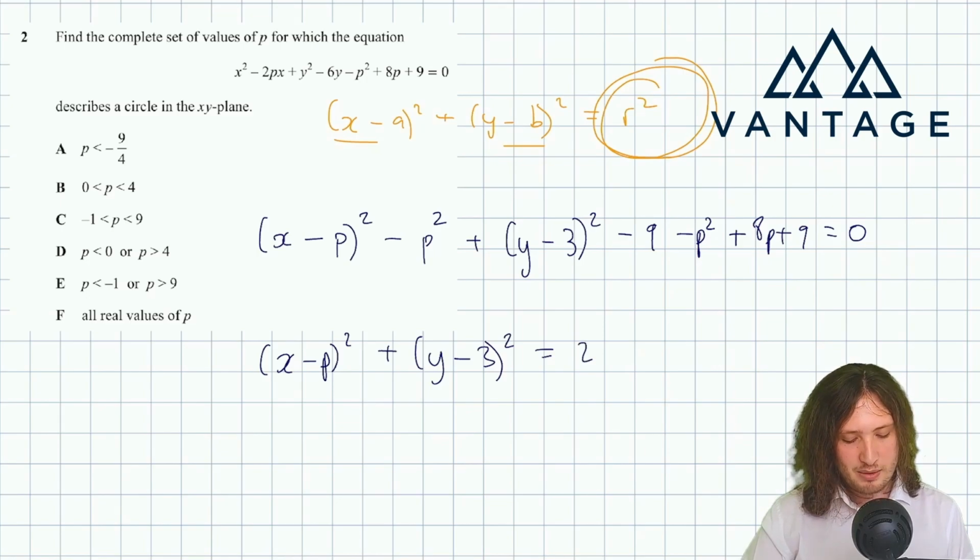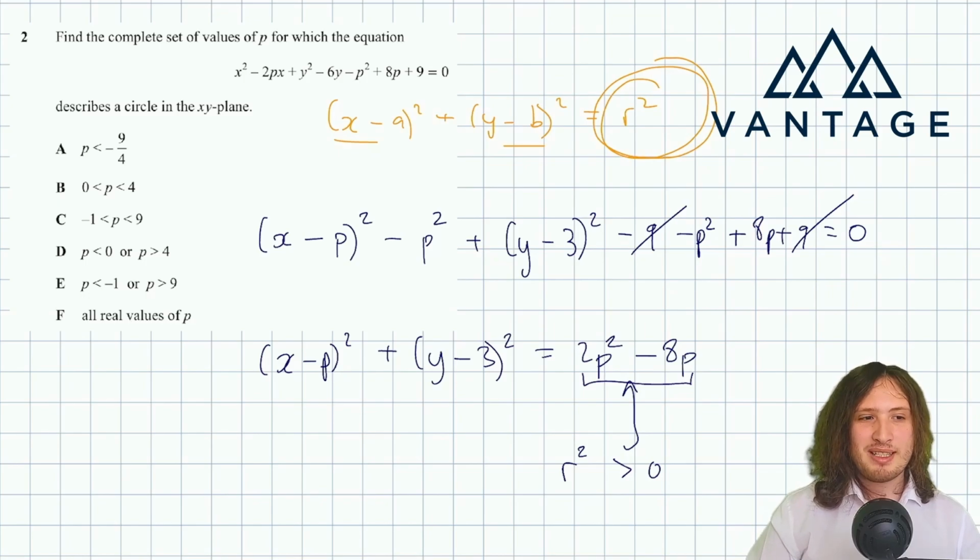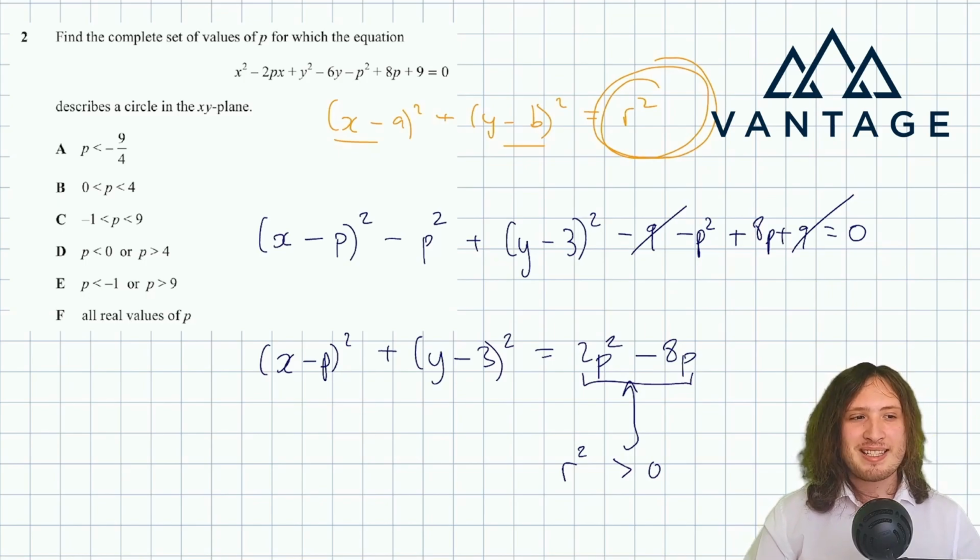They double up rather. So I get 2 lots of p squared minus 8p. It's the 9s that cancel. So I get this. Now, what do I need for this to be a circle? Well, this is meant to be identified with r squared, which has obviously got to be positive. Notice that the inequality is strict, because if r squared were 0, that would mean that we have a 0 radius circle, which is really just a point, not a circle.